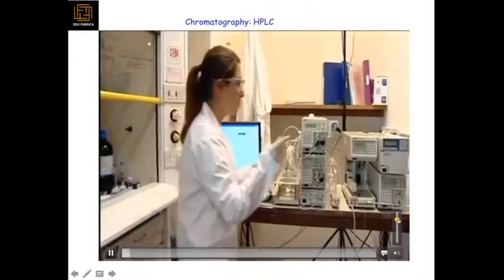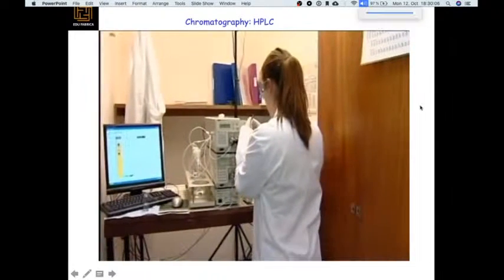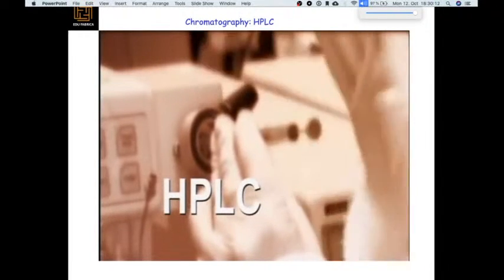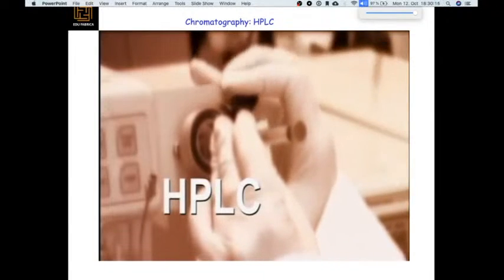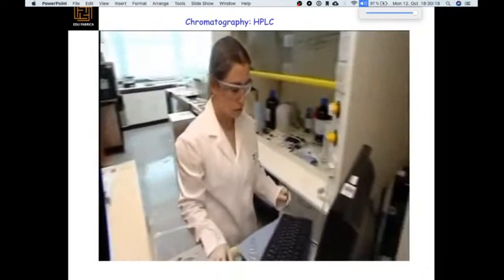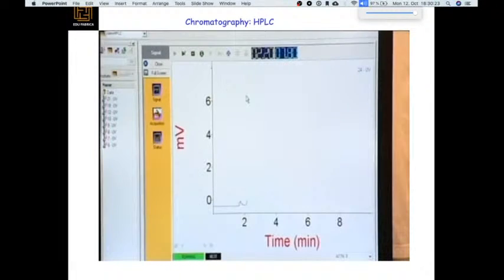HPLC stands for High Performance Liquid Chromatography, but could equally well stand for High Pressure Liquid Chromatography. It is used for separating mixtures, either to analyze the mixture or to separate a required product from others in a reaction mixture.